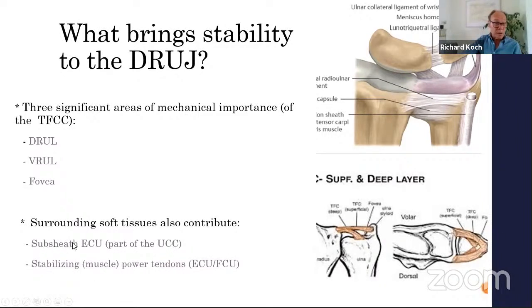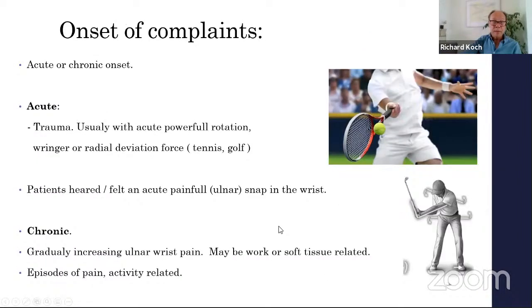And of course, there also is a contribution, for example, from the subsheath of the ECU and a stabilizing effect of the tendons and the muscle power. But basically, these have to be intact to create stability of the distal radioulnar joint.